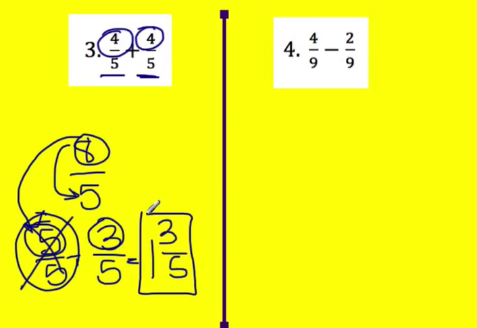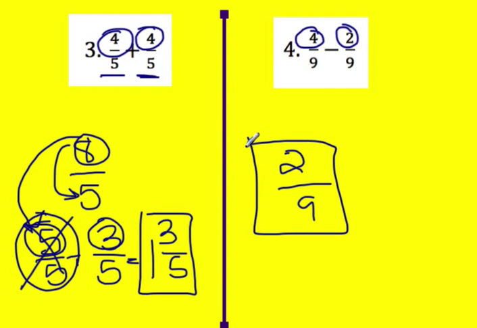Now number 4, even though it's a subtraction sign, we need to follow the same rules as we do for addition. So 9s are both on the bottom, so we know we're going to keep 9 as the denominator, but now I need to subtract those numerators. So I need to take 4 minus 2, and 4 minus 2 gives me 2. So then my final answer is 2 over 9. That's my answer for number 4.